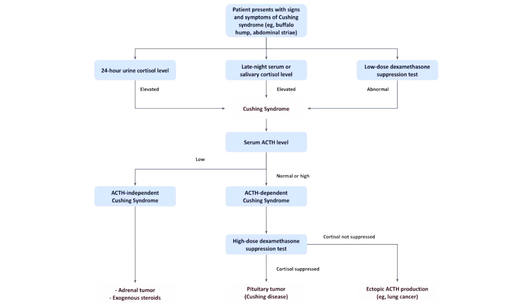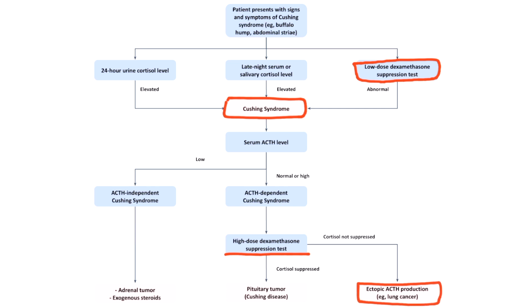Recall from the algorithm that a low-dose dexamethasone suppression test can be obtained as part of the initial workup to diagnose Cushing syndrome, whereas a high-dose dexamethasone suppression test is used to figure out whether an ACTH-dependent form of Cushing syndrome is due to a pituitary tumor or due to ectopic ACTH production.